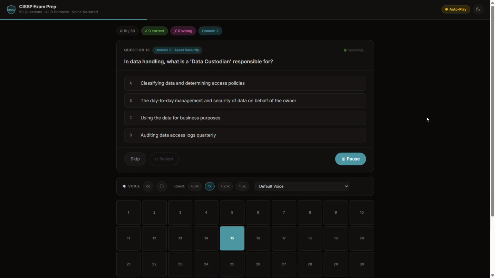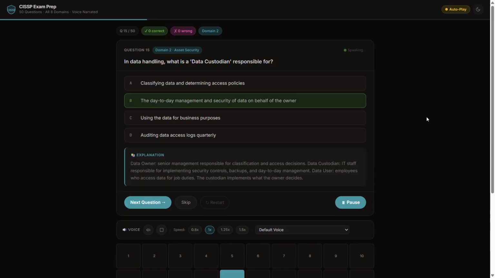Question 15. In data handling, what is a data custodian responsible for? Options: A. Classifying data and determining access policies, B. The day-to-day management and security of data on behalf of the owner, C. Using the data for business purposes, D. Auditing data access logs quarterly.